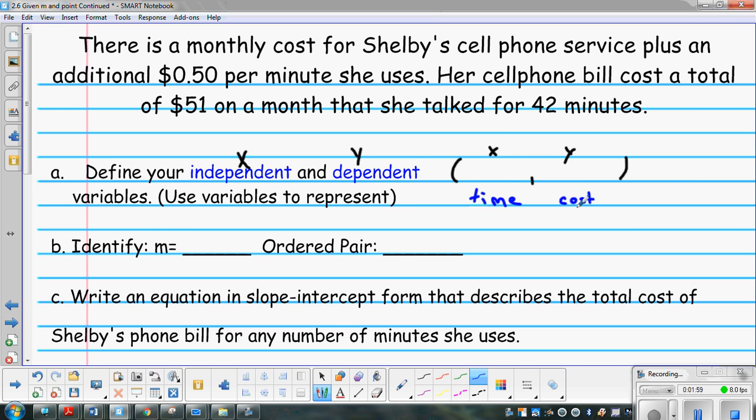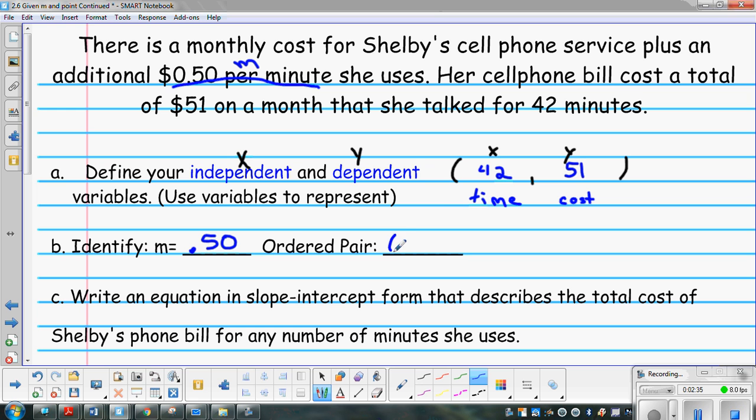So let's go ahead and look at some information up here. Her cell phone service bill charges 50 cents per minute. Anytime you see this per word, that is generally your slope or your rate of change. Her cell phone bill costs a total of $51, that sounds like a cost, when she talked for 42 minutes. That sounds like time. So make sure in your notes you're writing A, independent and dependent variables, and then write this down over here. Our m, our slope that we just talked about, our rate, is 50 cents per minute.